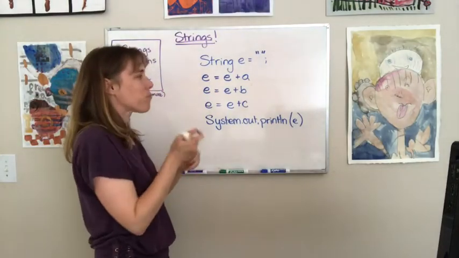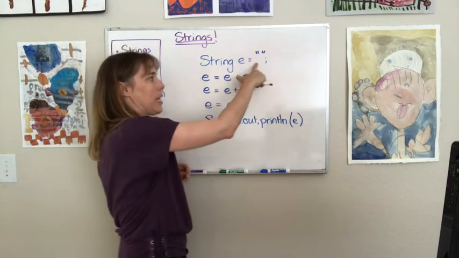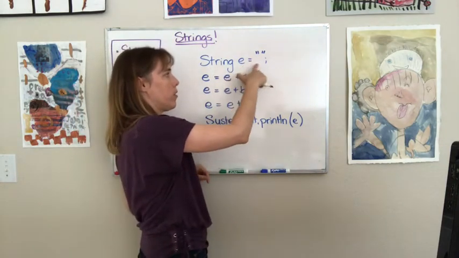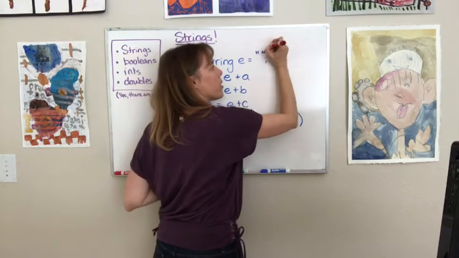In this one, we're going to start with E. We declare string E to be an empty string. It's initialized as an empty string.